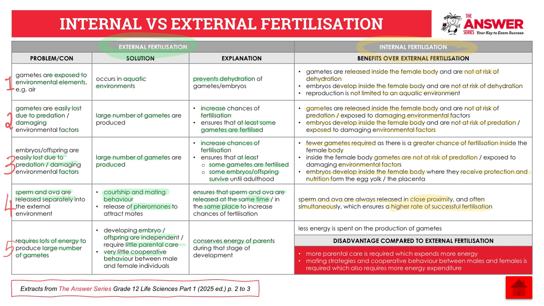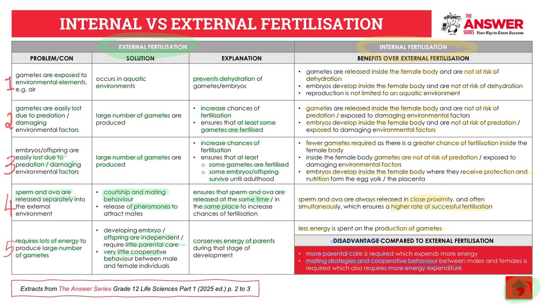But where internal fertilization has the advantage here is that less energy is going to be spent on the production of gametes because far fewer gametes are produced in internal fertilization. But it does have a disadvantage compared to external fertilization, which is that even though less energy is spent in the production of gametes, more energy will be spent in the parental care that's required afterwards. So again, that energy offset actually becomes a problem for internal fertilization. Also, mating strategies and cooperative behavior between males and females is required, which also means there's more energy required from their side in order to get the whole process going.